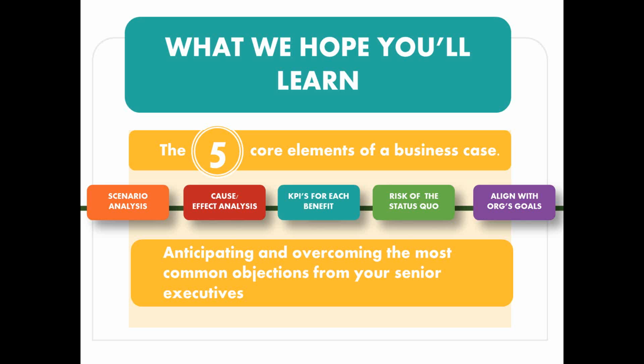But the 5 elements: you need to do a scenario analysis. You have to do a cause and effect analysis for each of the benefits that you're expecting. You have to do a key performance indicator for each benefit. This 4th one is hugely important, and we're going to talk about this first when we do the elements. It's the risks to the status quo. And then last, you have to make sure that the learning and development program that you are advocating is aligned with organizational goals. We've got a very specific way to frame that element when we get to it.